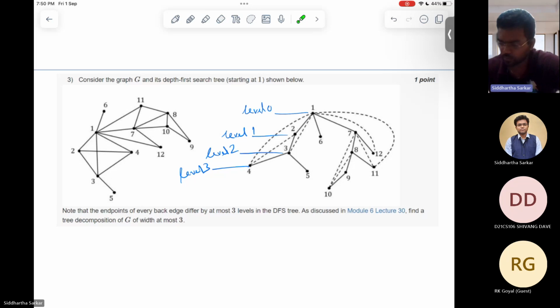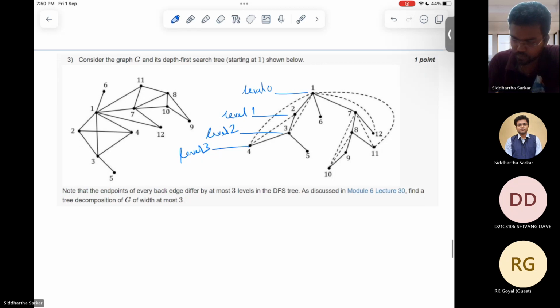So it's clear that this differs by at most three levels. Correct. So once you have the DFS tree, it is very interesting that from this DFS tree, you can get a tree decomposition of very small width, only 3. So that is the question, how do you get that? I'll just give you the rule. The rule is the following.